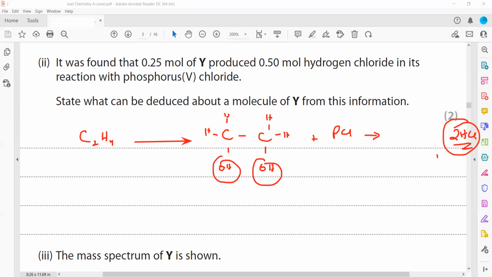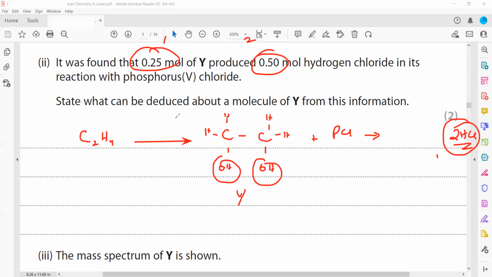That's the ratio between the HCl and this compound Y, because this is compound Y and the hydrogen chloride. So the ratio is 0.25 to 0.5. So it means 1 is to 2. Like one molecule produces 2 HCl. So it means this compound contains OH groups.